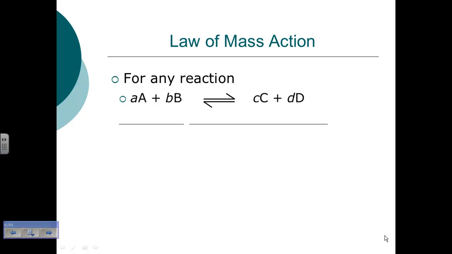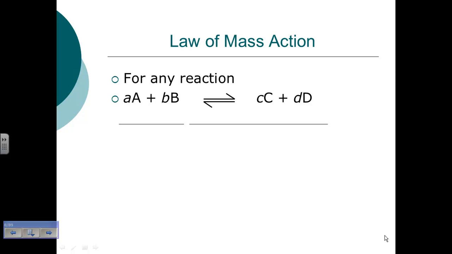Let's put that into a more general form, known as the law of mass action. We'll make up a general equation, reactant A with its coefficient of small letter a, plus reactant B with its coefficient of small letter b, is in dynamic equilibrium.